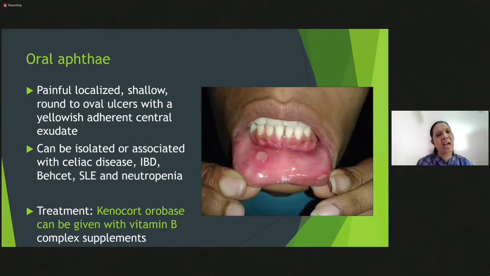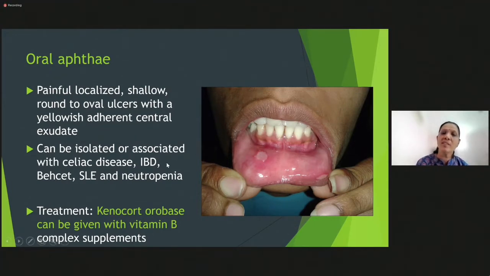Aphthae. How will you differentiate it from herpes? Herpes, you get grouped lesions. Aphthae are single, they are deeper, they are covered with white slough, whereas herpes is superficial, grouped, which heals in 1 week. Aphthae usually take 10 to 14 days.